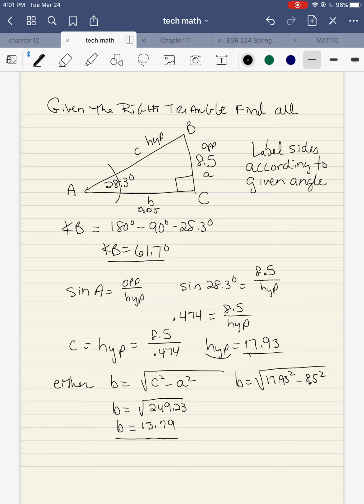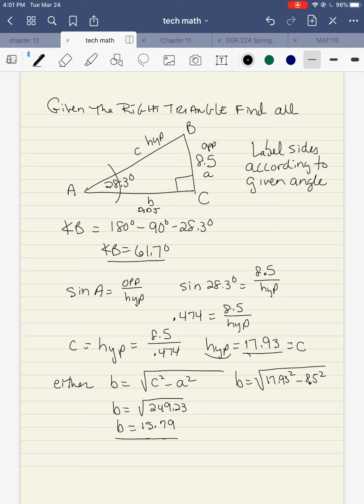The hypotenuse is side C, so I just found side C. Now I can use the Pythagorean theorem to get side B. Side B is going to be c squared minus a squared, so I use the 17.93 squared that I just found. I subtract the 8.5 squared that was given. Subtracting that gives me 249.23, take the square root of that, I get side B is 15.79, and now I have all the information I need.